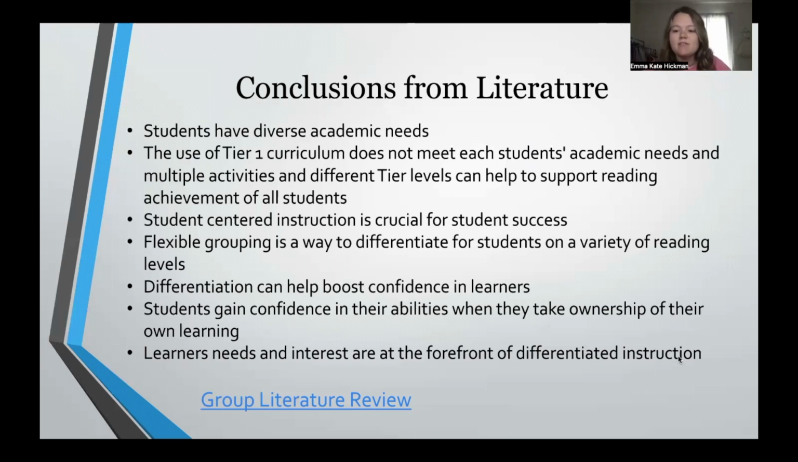At the very bottom of the slide, you will see that we have linked our complete literature review if you would like to read that. But yeah, that's all I have for the conclusions from literature.